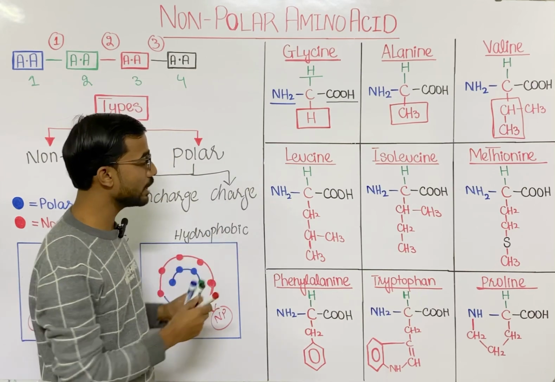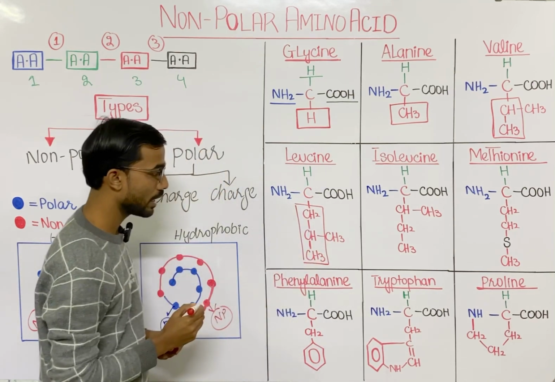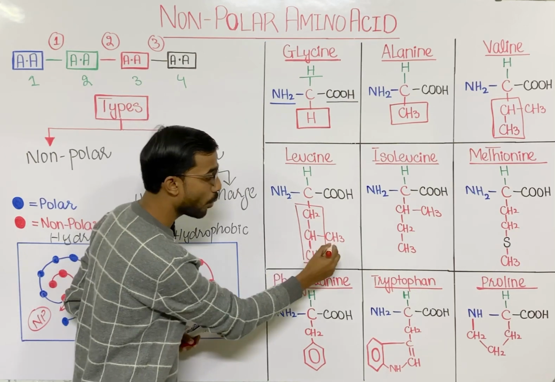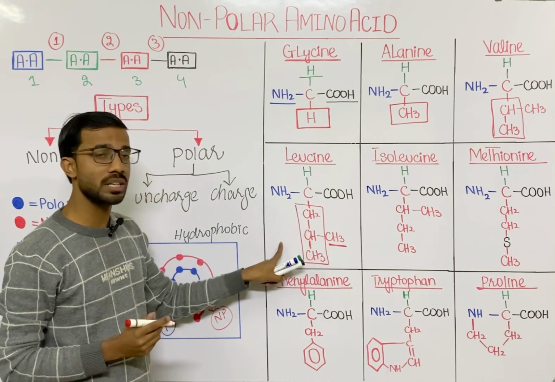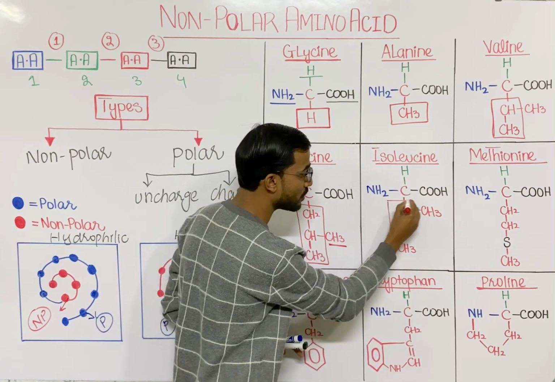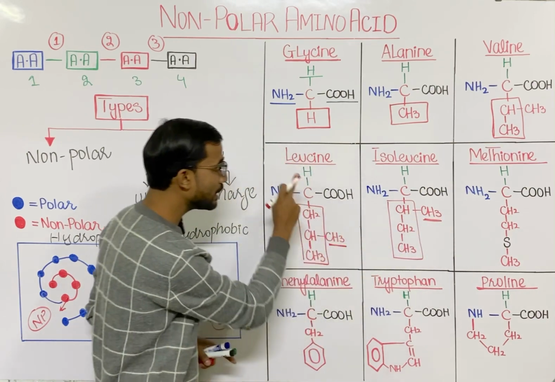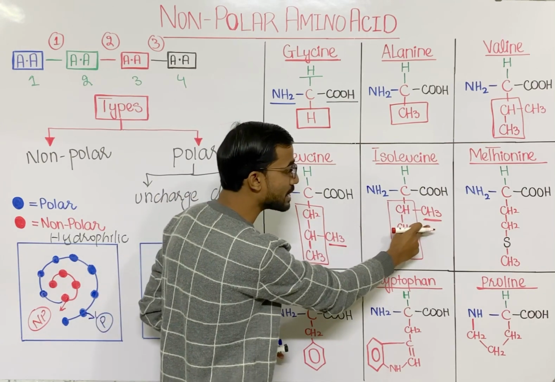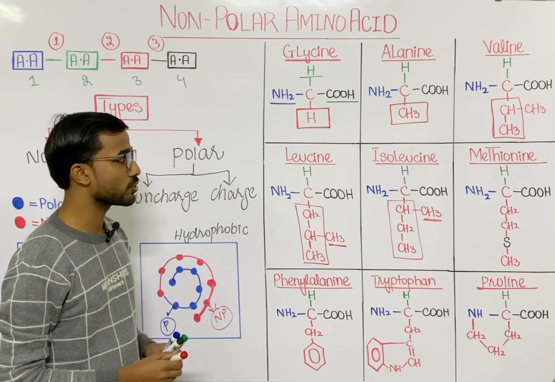In leucine you will see the presence of a three-carbon chain, and at the second-last carbon you will see one methyl group. That is the structure of leucine. Again, this composition is non-polar. In isoleucine, the difference you will see between leucine and isoleucine is the position of the methyl group. In leucine, the methyl group is present at the second-last carbon, but in isoleucine the methyl group is present at the first carbon. That is the difference between leucine and isoleucine.